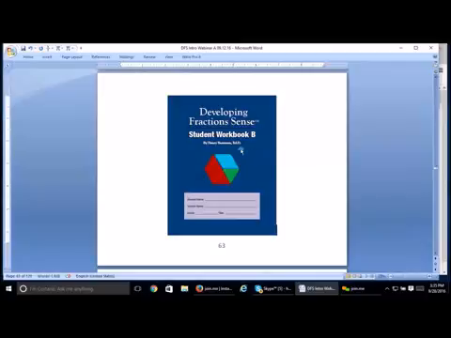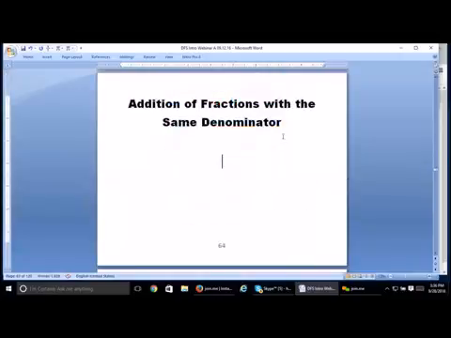Now, notice we call it Workbook B, even though it focuses on the 4th grade standards. The reason for that is we want these booklets to be used by any students, even middle school students, who have had trouble with fractions. That's why we don't call it 3rd, 4th, and 5th. So the workbook can be used where it is needed. Okay. So in the 4th grade, we talk about addition of fractions with the same denominator. Different denominators don't come in until the 5th grade.